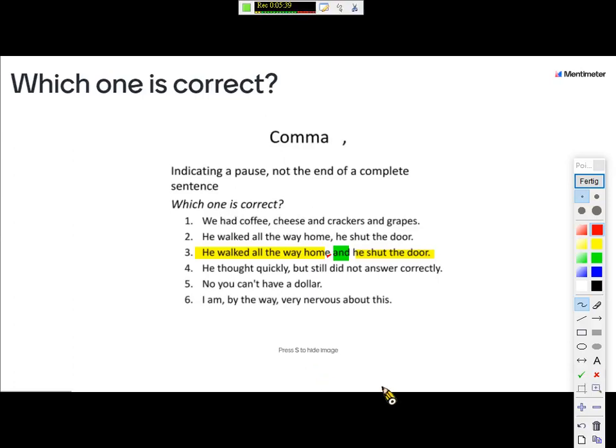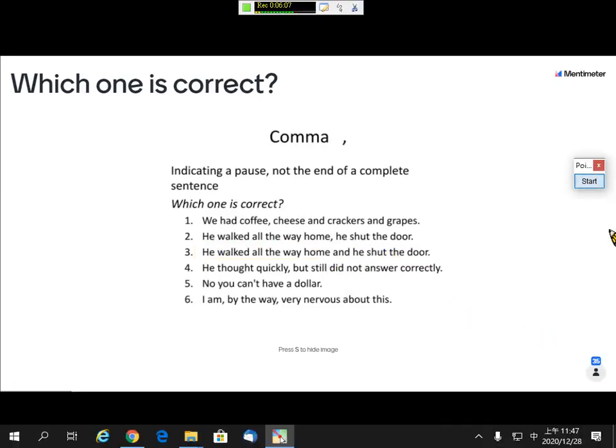Why is that? Always ask why. Because as a writer, you have the responsibility to point out the subject. This one is obvious, but this one you need to have a comma to provide the pause for the readers to know, oh, there's another subject here. So that's why we need to have a comma here. Okay, be careful with this. It's very important.